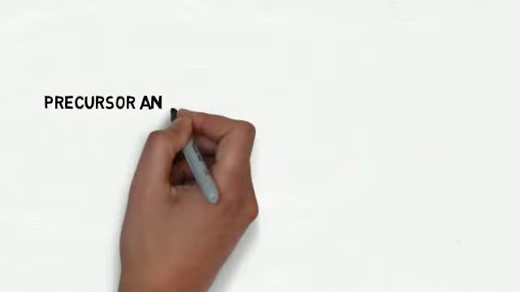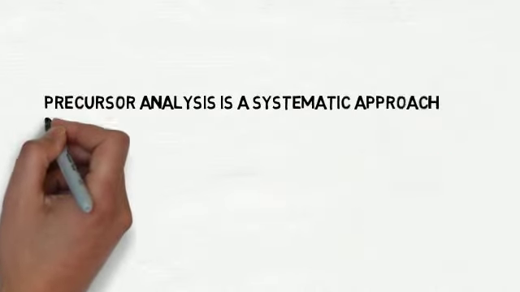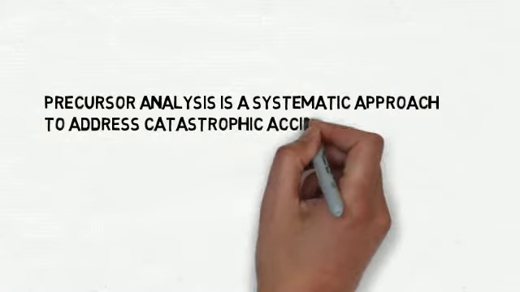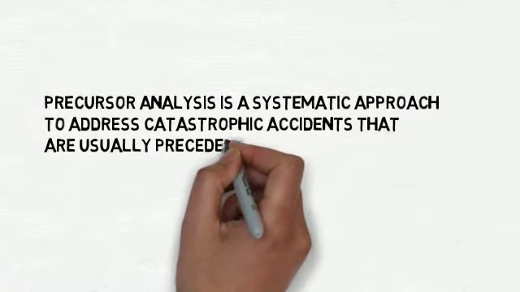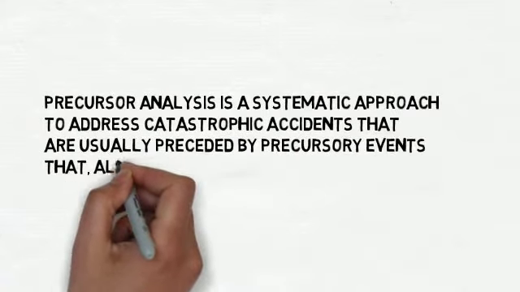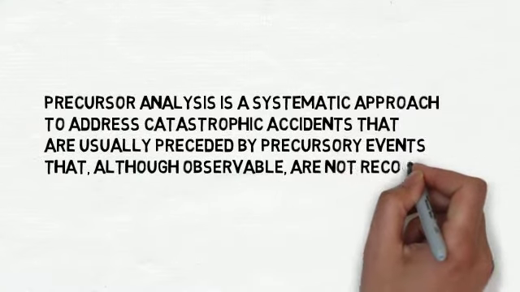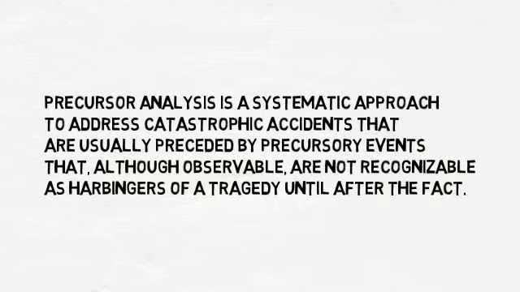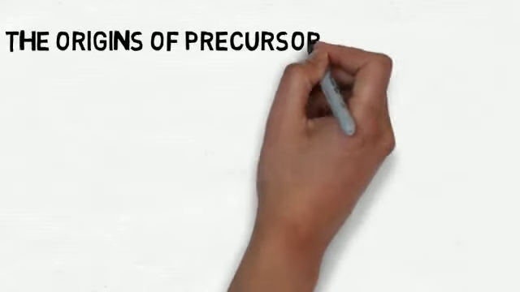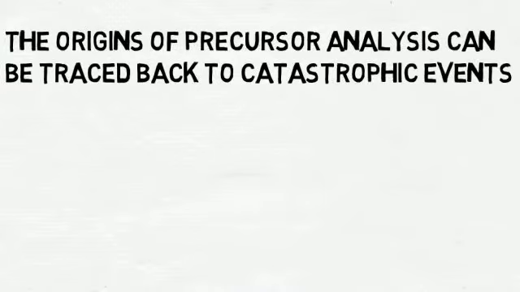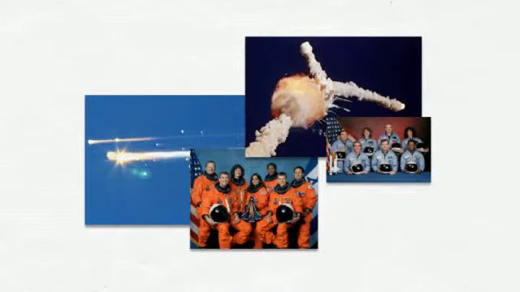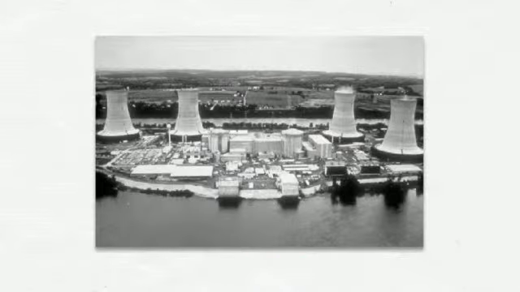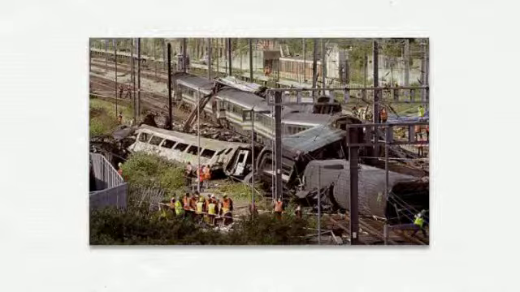The formal definition of precursor analysis is that it is a systematic approach to address catastrophic accidents that are usually preceded by precursor events that, although observable, are not recognizable as harbingers of a tragedy until after the fact. The origins of precursor analysis can be traced back to catastrophic events such as the Challenger and Columbia space shuttles, 3 Mile Island, and the London Paddington Station train crash.